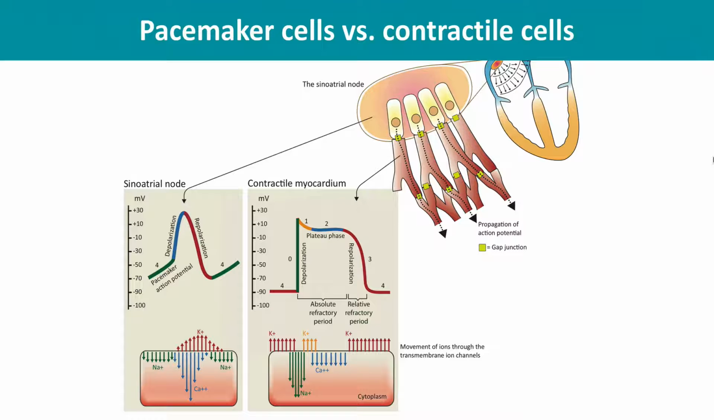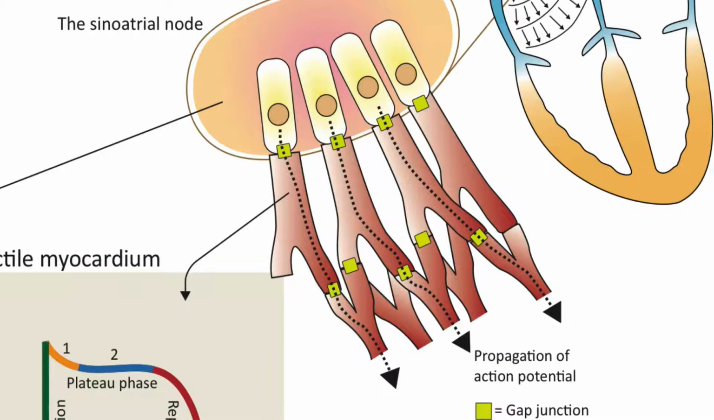This image tries to illustrate the sinoatrial node as this structure. As you can see, the cells in the sinoatrial node are connected with the contractile myocardial cells, which are depicted in red. The action potential will start in the sinoatrial node when these cells depolarize, and it will propagate or spread from the sinoatrial node to all the surrounding cells. This is possible because all the cells in the heart are connected via gap junctions.